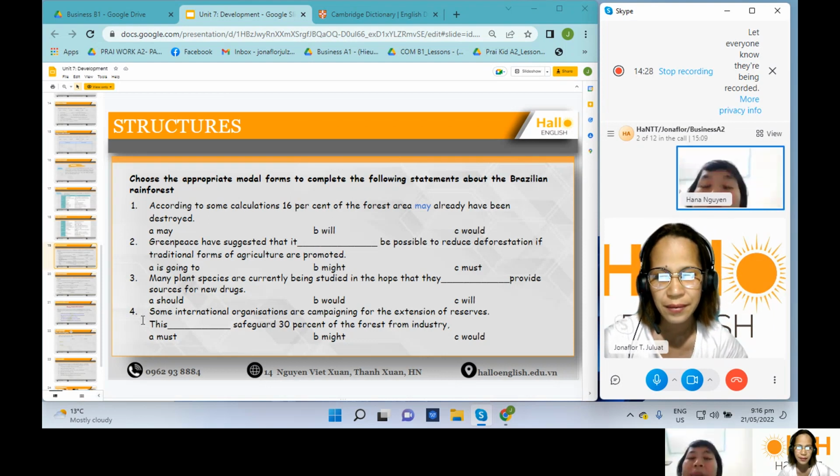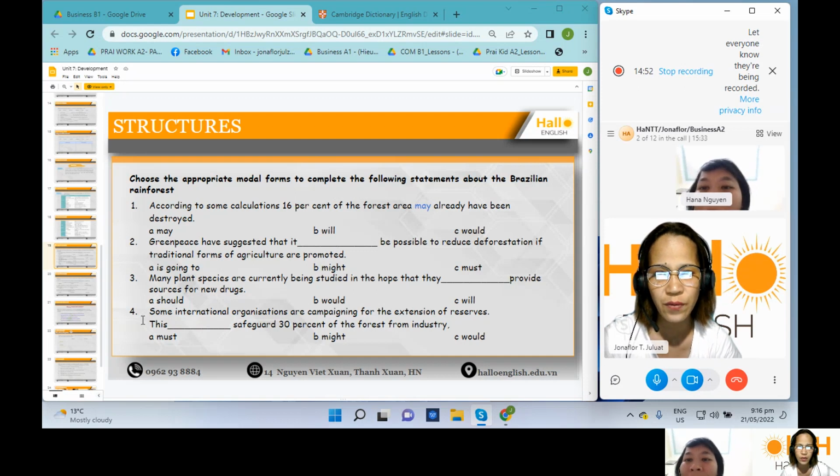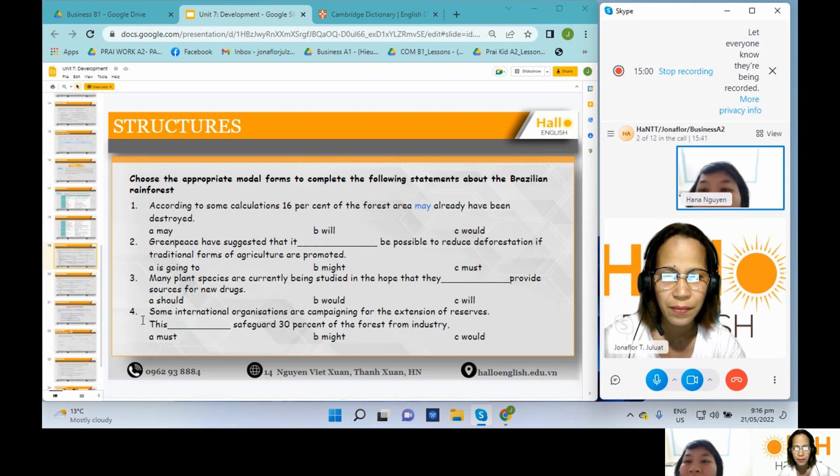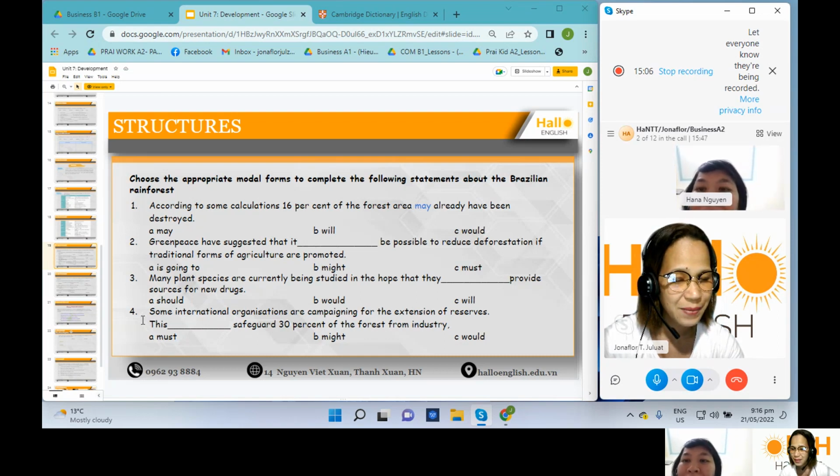Number four. Some international organizations are campaigning for the extension of reserves. This blank safeguard 30% of the forest from industry. So must, might, would? I think it's must.